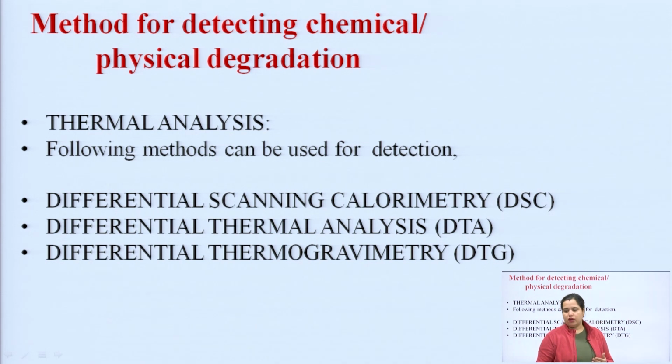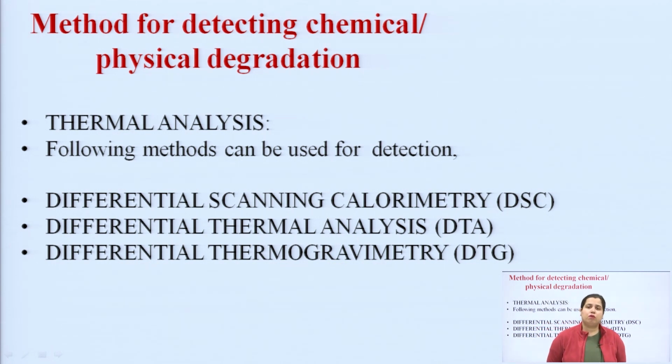So, what are the methods for detecting chemical and physical degradation? Although other analytical methods are available, these are some of them, like thermal analysis. The following methods can be used for detection: differential scanning calorimetry, differential thermal analysis (DTA), and differential thermogravimetry (DTG). These are methods for detecting chemical and physical degradation.